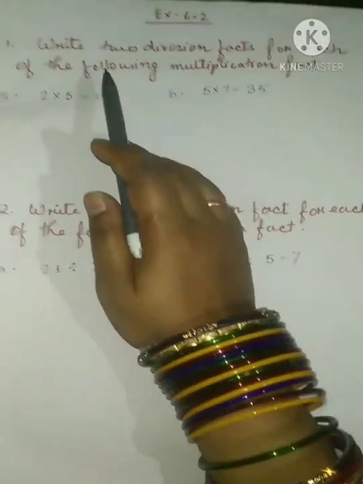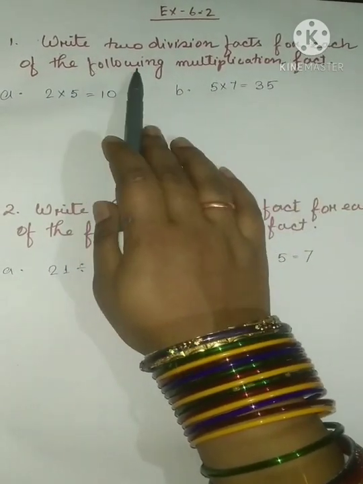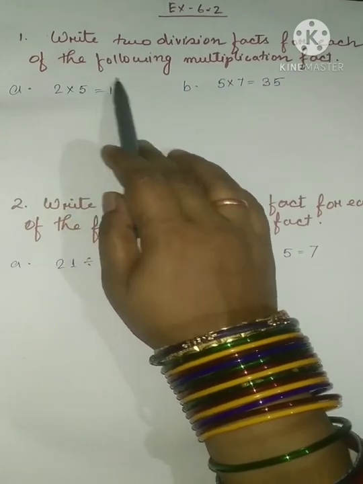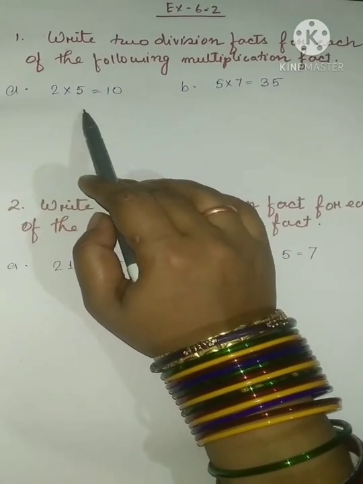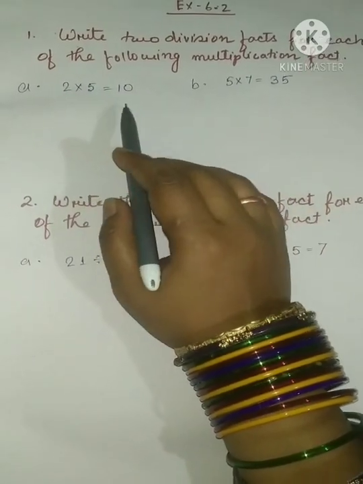So here you can see question number 1 is given. Write 2 division facts for each of the following multiplication facts. So here the multiplication fact is given. We have to write the division fact. We have to write the 2 division facts.